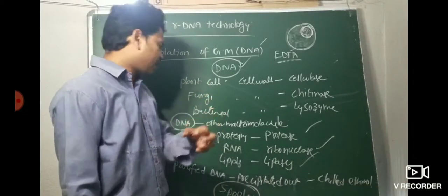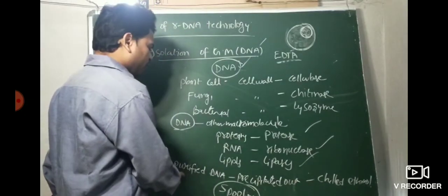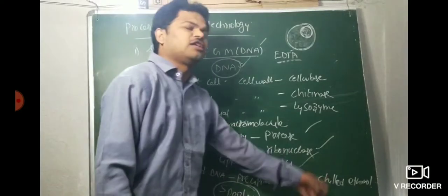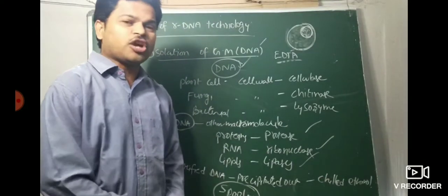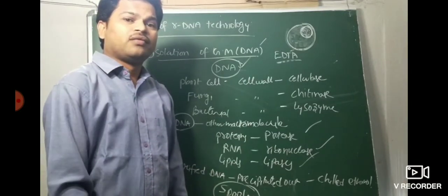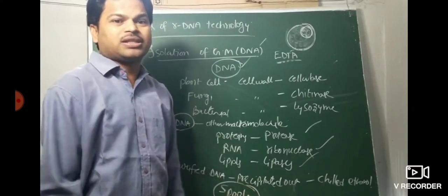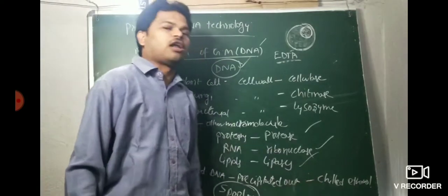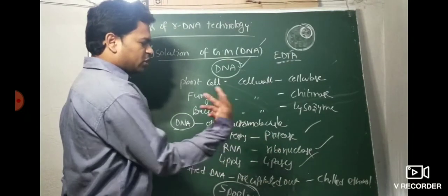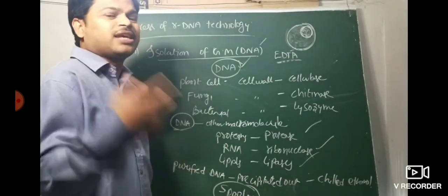After that, chilled ethanol is added. When chilled ethanol is added, we get the purified DNA precipitating out. So a likely question: name of the solution which is added to get the purified form of DNA as a precipitate. That is chilled ethanol. Then the DNA threads come out.